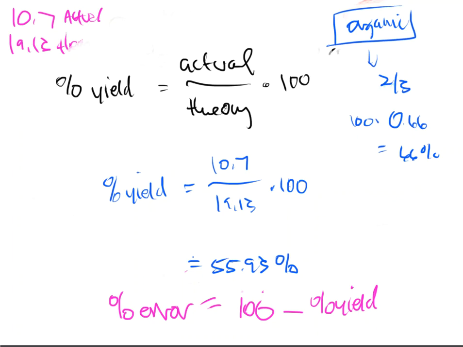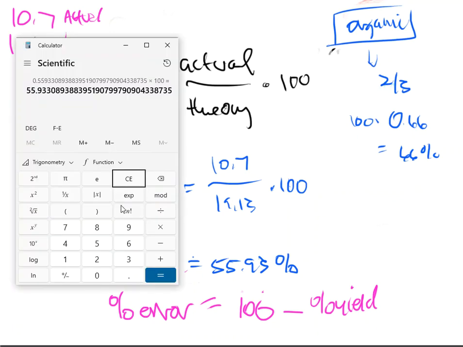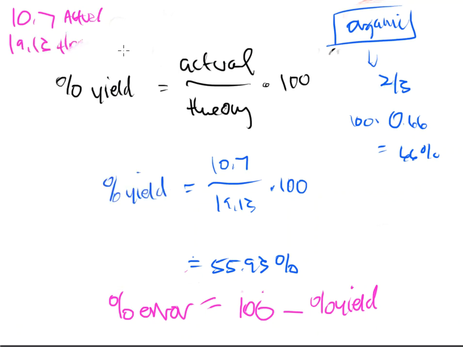So in this case, I'm going to take 100. That's what it tells me to do, 100. And I'm going to subtract 55.93. And then I'll hit enter on the calculator, and I get 44.07. So 44.07%. That is error. Percent error.